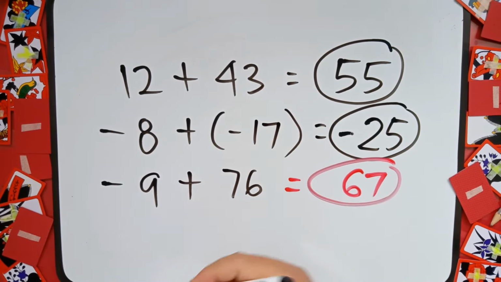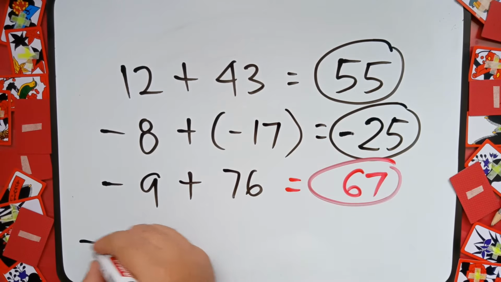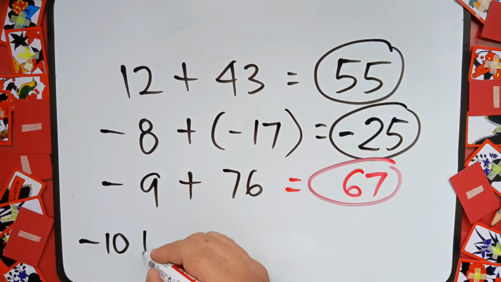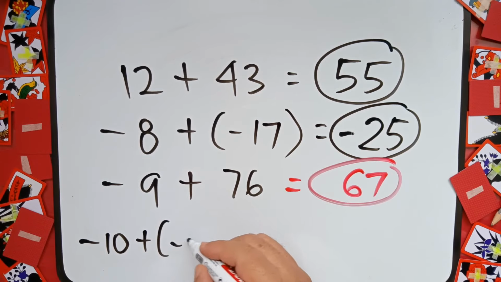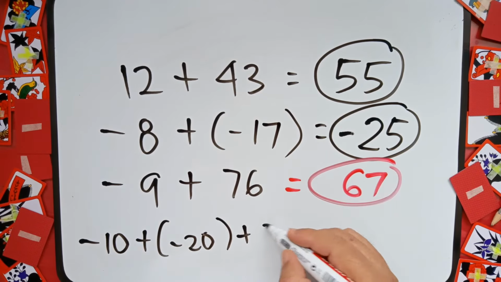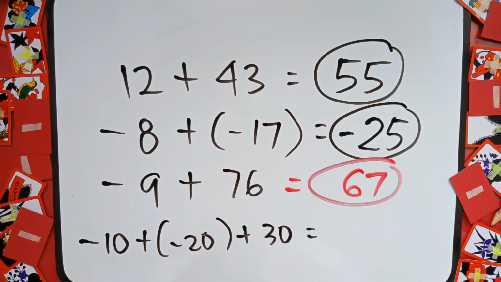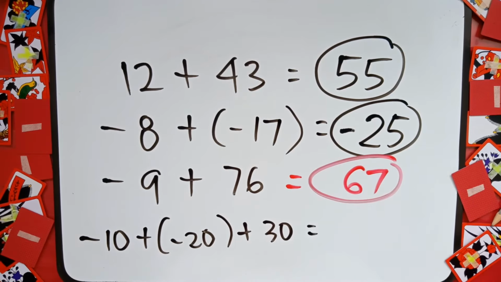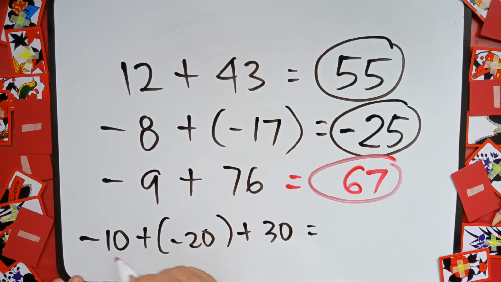Next, another one. Let's try a little more complicated. Negative 10 plus negative 20 plus 30. Okay, let's try this one. You have to take these two first. Negative 10 plus negative 20.